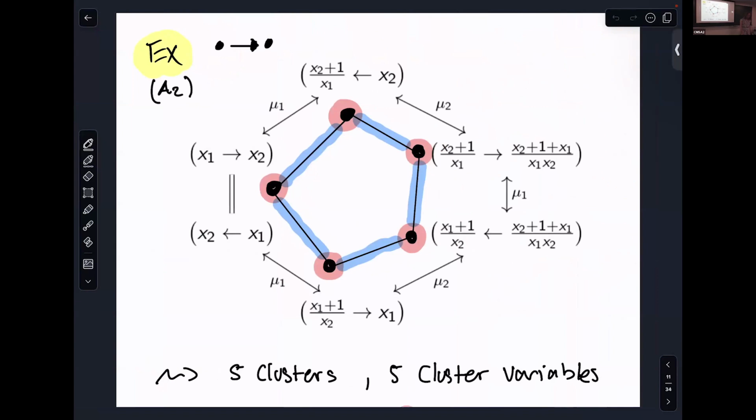So here's the example computation. This is a good exercise to write down. We start with that simple seed. There are only 2 options for how we do the mutations, and we'll see that after 5 mutations, we actually get back the original 2 cluster variables. So the answer to our question is that there are 5 different clusters and 5 different cluster variables. This is a pretty well understood example of a cluster algebra.